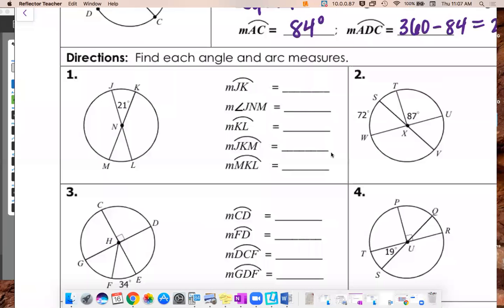So here's the first one. It just wants you to find all of the measures of the angles and the arc measures that they identify over here. The first thing they give us is that the central angle in here is 21. So that means that this arc also has to be 21 degrees. So the measure of arc JK is 21 degrees. Then they want to know the angle JNM, so we're looking for this one right here.